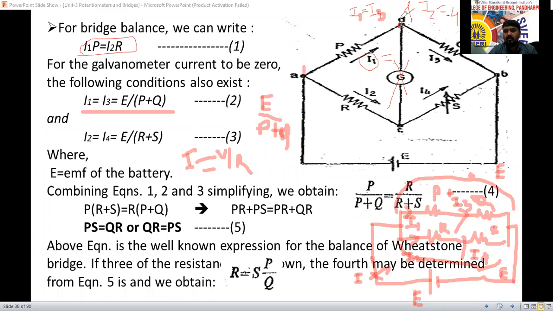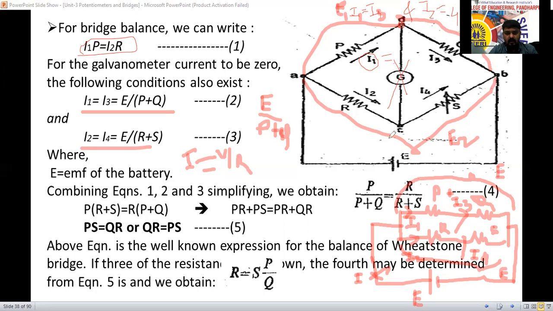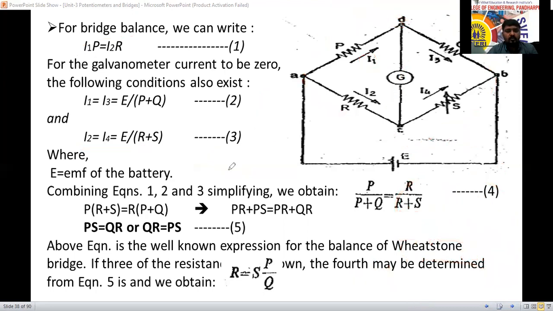So the voltage drop across this point is E1. We can call that one as E1 actually. This voltage drop across this point is E2. We are going to call that one. For the balanced condition, E1 equal to E2 equal to E. We can use that. So I2 equal to I4 equal to E divided by R plus S. Similarly, we can write here now. If you have any doubts up to this point? No, sir. Then what you'll do, E is nothing but EMF of the battery or battery supply. We can call that one here now.